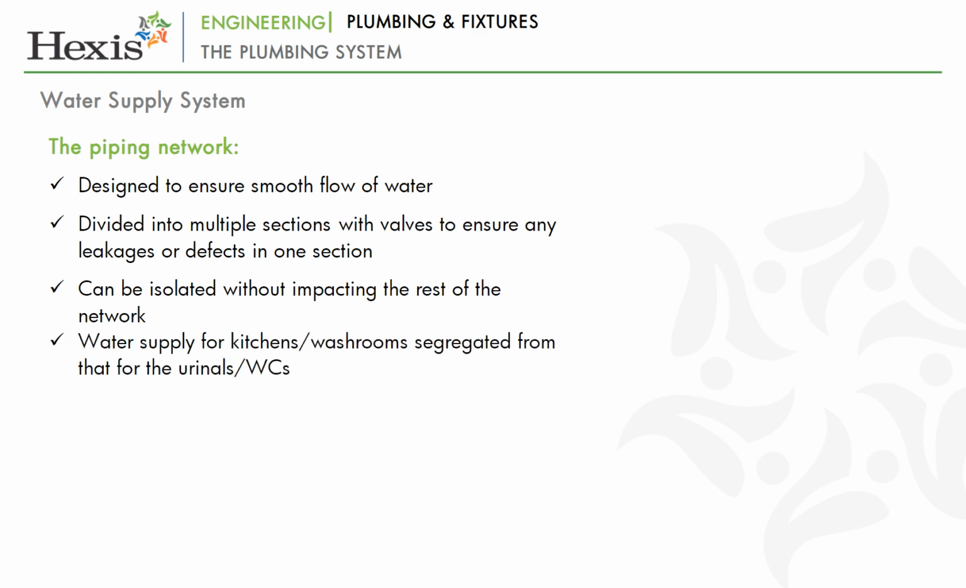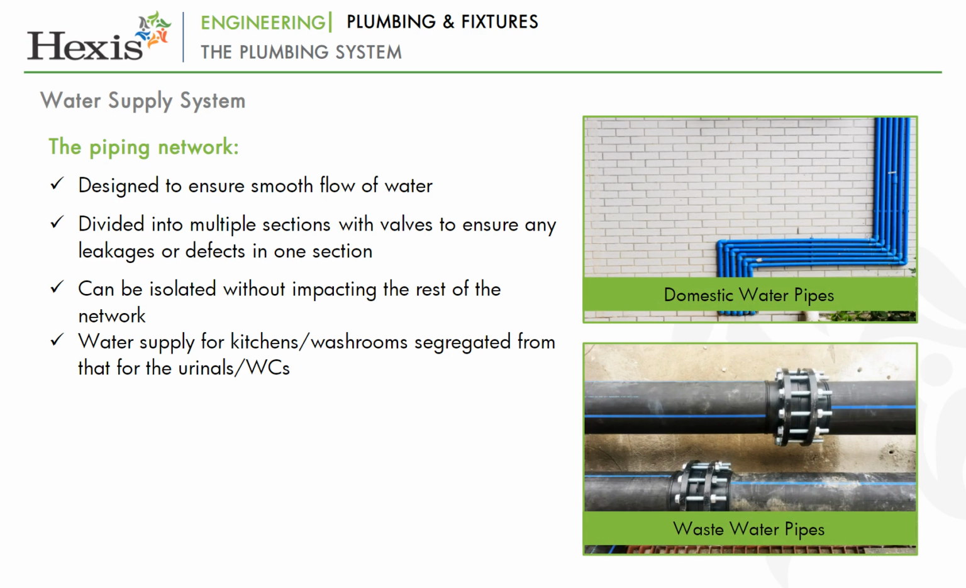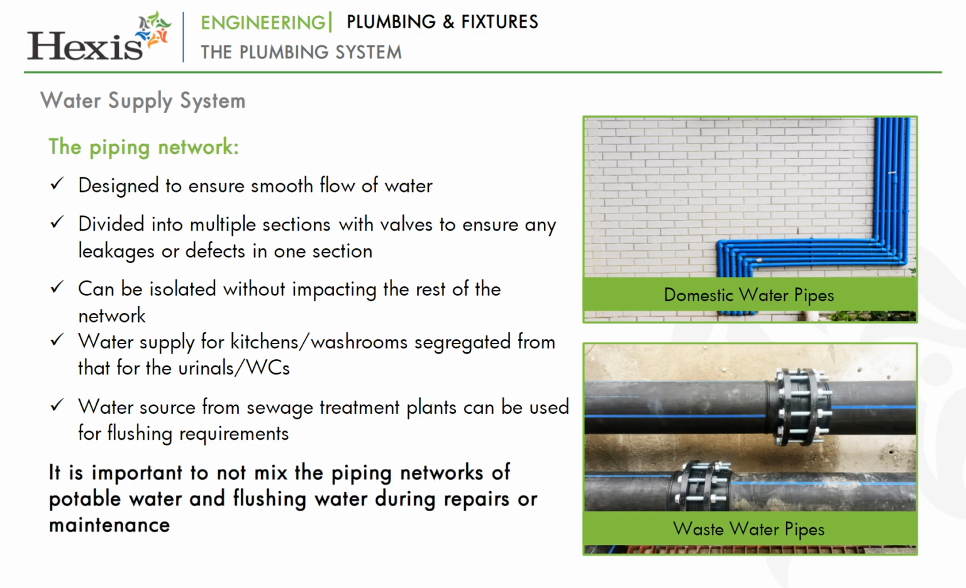Normally, the main supply for kitchen or washrooms, that is domestic water, will be segregated from that for the urinals or WCs, that is flushing water. It is not unusual to use water not fit for consumption, that is not potable, for the flushing requirements. This could be from a sewage treatment plant or any other source. Hence, it is vastly important to make sure that the two piping networks are not mixed inadvertently during repairs or maintenance.